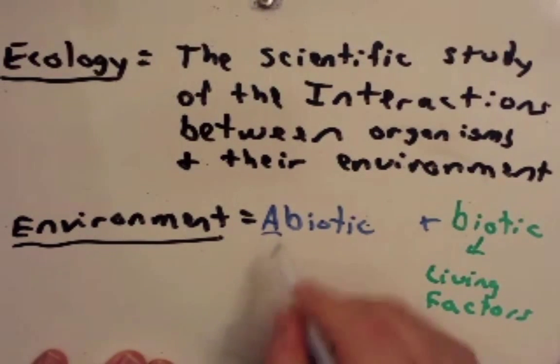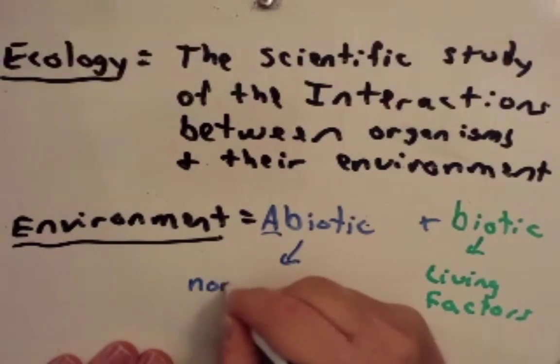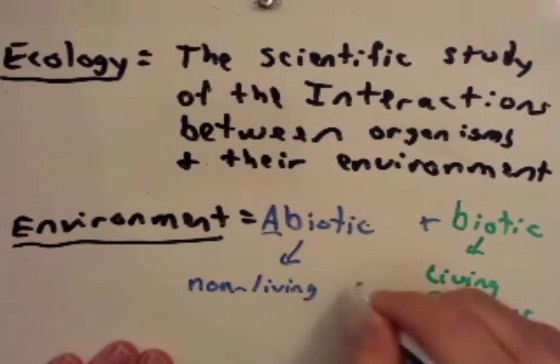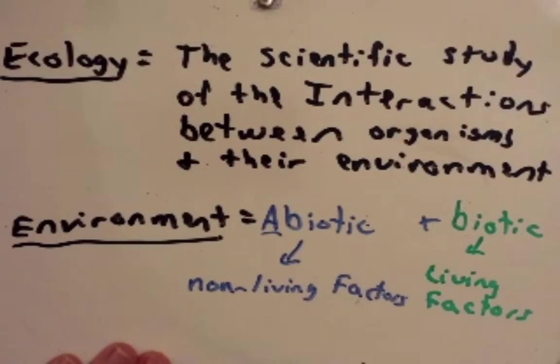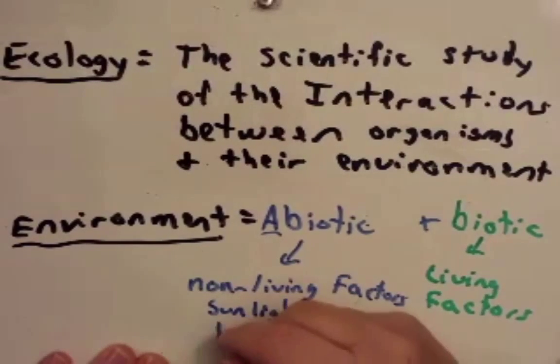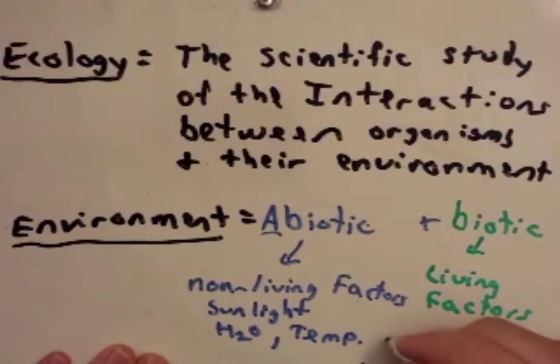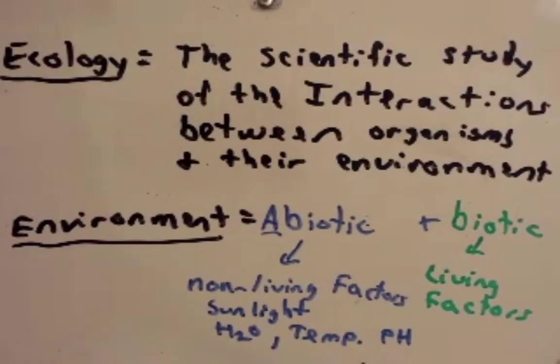Abiotic, the letter A, when we put that in front of a word, that means without. So this means the non-living factors. These are anything that influences the environment that is not alive. Things like sunlight, water, temperature, pH, lots of different things. The key is, though, it cannot be living.